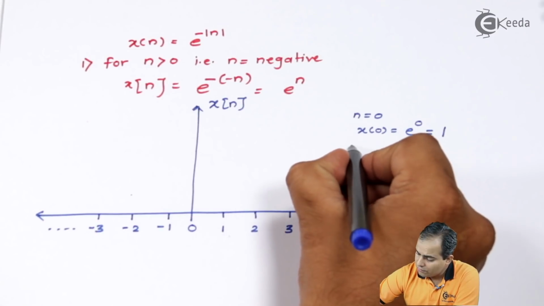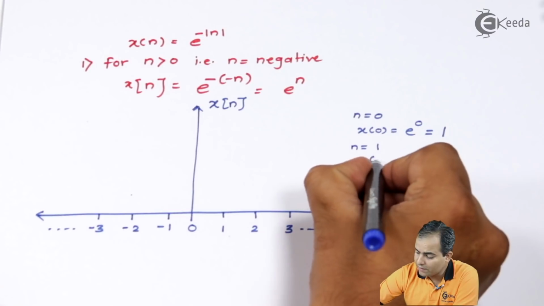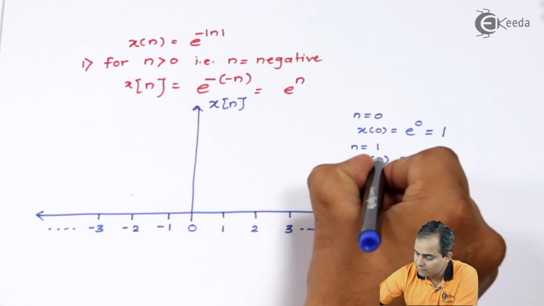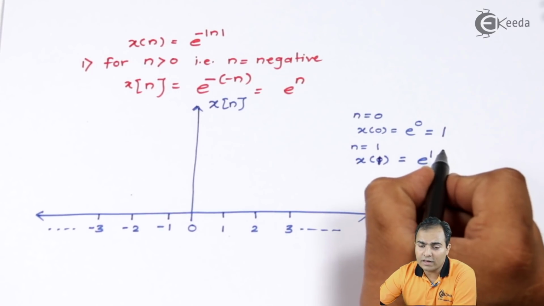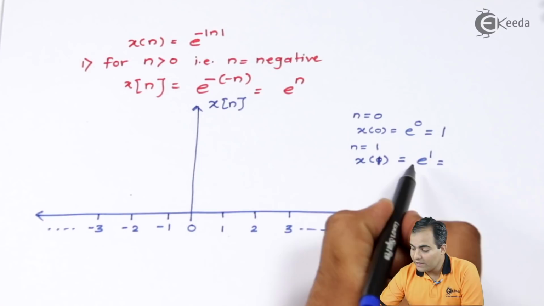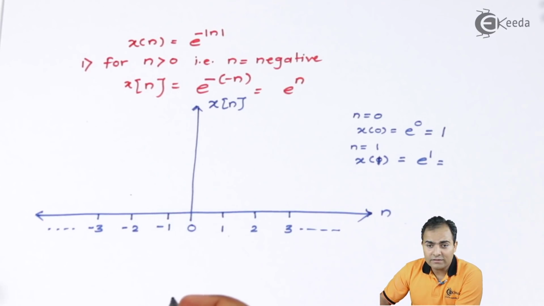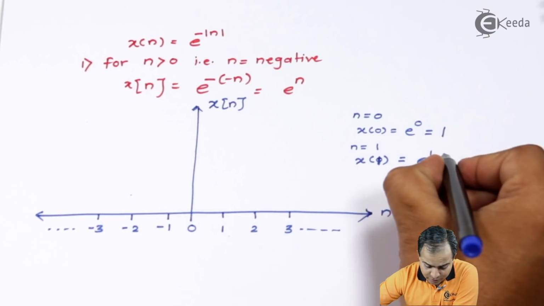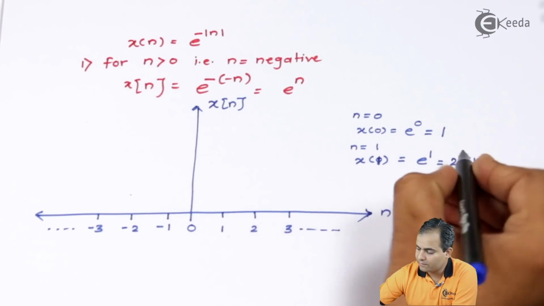Similarly for n equals 1, your function will have amplitude e to the power 1, and this e to the power 1 we will calculate. Now for e to the power 1, what will you get? So I will calculate the value for e to the power 1, and the value is 2.718.